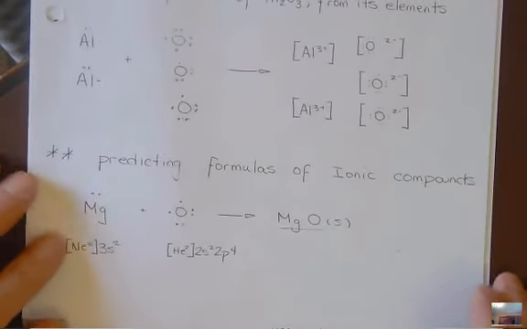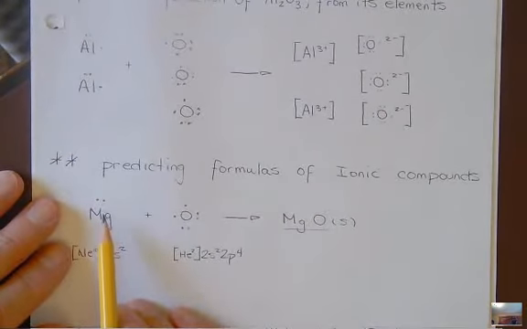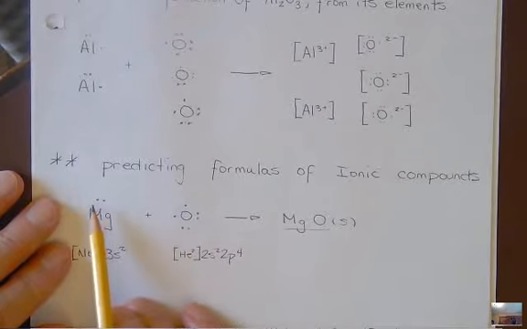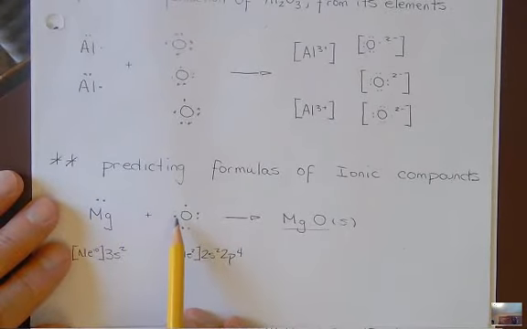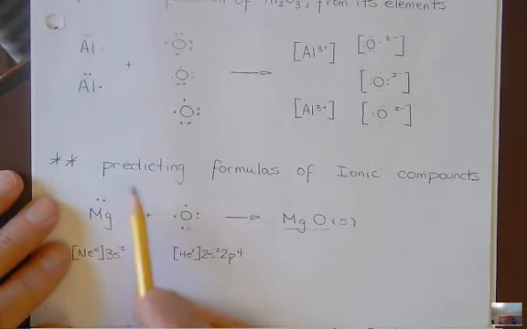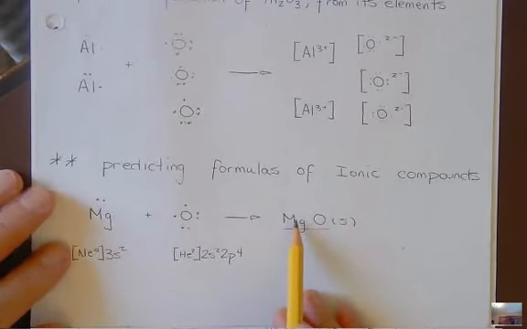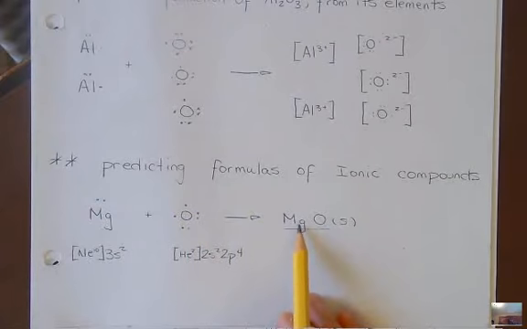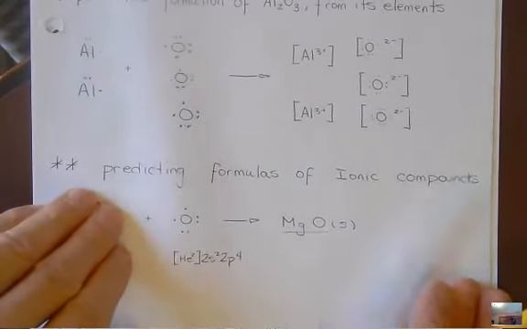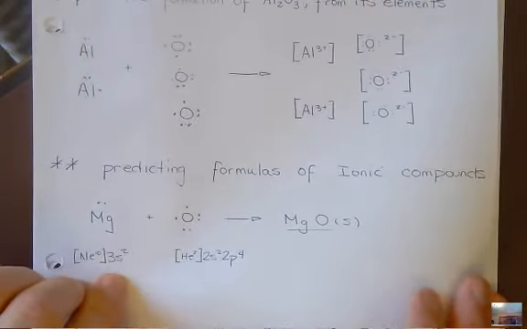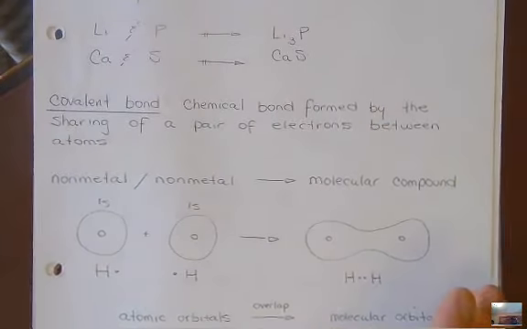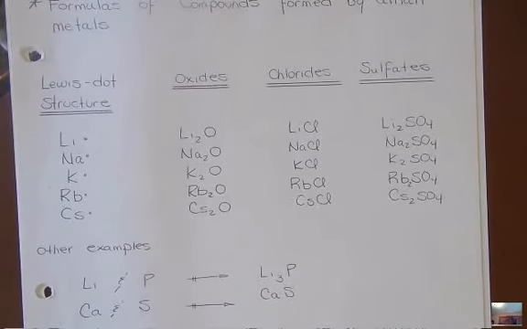Okay, let's predict the formulas of some more ionic compounds. Here's magnesium, here's oxygen. Magnesium has 2 to donate. Oxygen needs 2, so the 2 would go 1 here and 1 here. Magnesium would be perfectly happy with an octet, and so would oxygen. Okay, and we knew that already just from our crisscrossing.